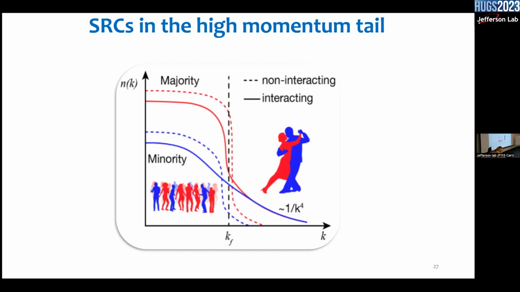If these were people at a dance party, and the minority is male and the majority is female, and only males and females were dancing together, then as you go to the high momentum tail, they start to have equal contributions here because of, well, we'll talk about this later, the tensor component. The fact that they populate this tail then changes the amount that we see in the mean field spectrum.